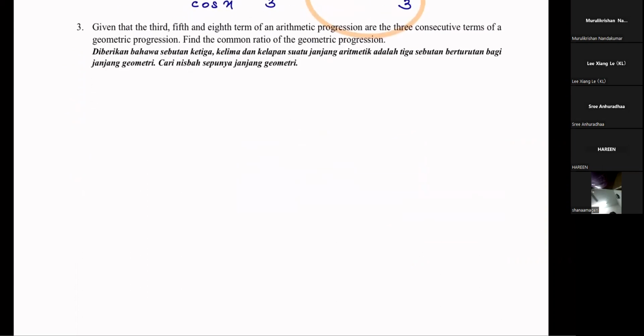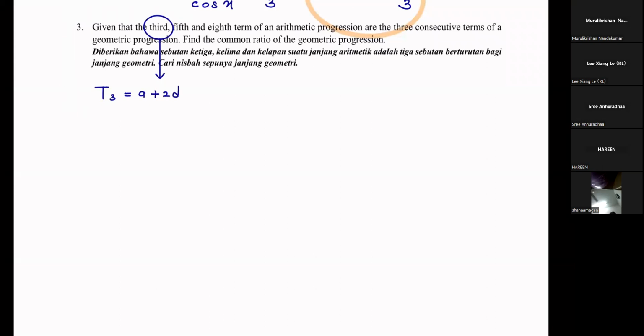Okay, given that the third terms, fifth terms, and eighth terms of the arithmetic progression are the 3 consecutive terms of the geometry progression. Wow. Find the common ratio of the geometry progression. Okay, third terms is T3, you know. So T3, A to D.